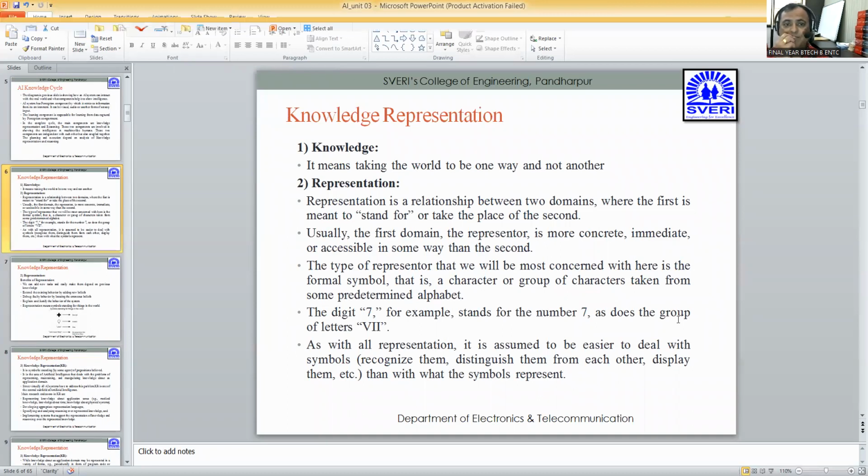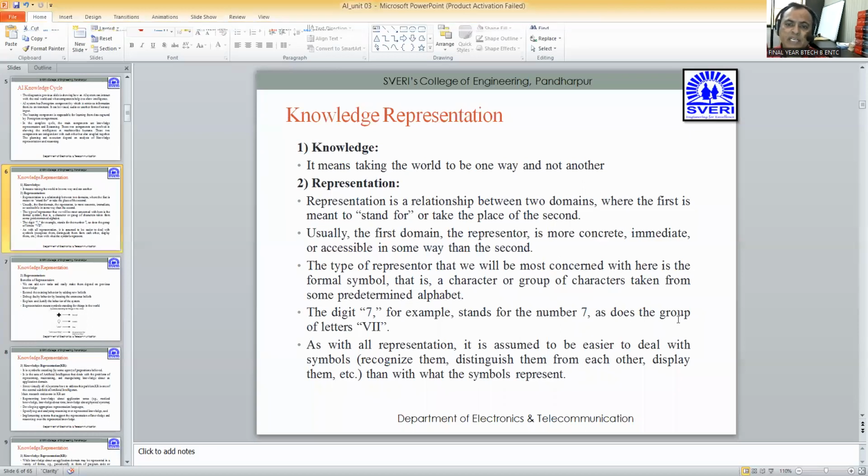Now, what is representation? Representation is the relationship between two domains, where the first is meant to stand for or take the place of the second. So representation is stand for and take the place of the second. Usually the first domain, the representer, is more concrete, immediate or accessible in some way than the second. यानी पहला जो है वो दूसरे से बहुत अच्छा है.